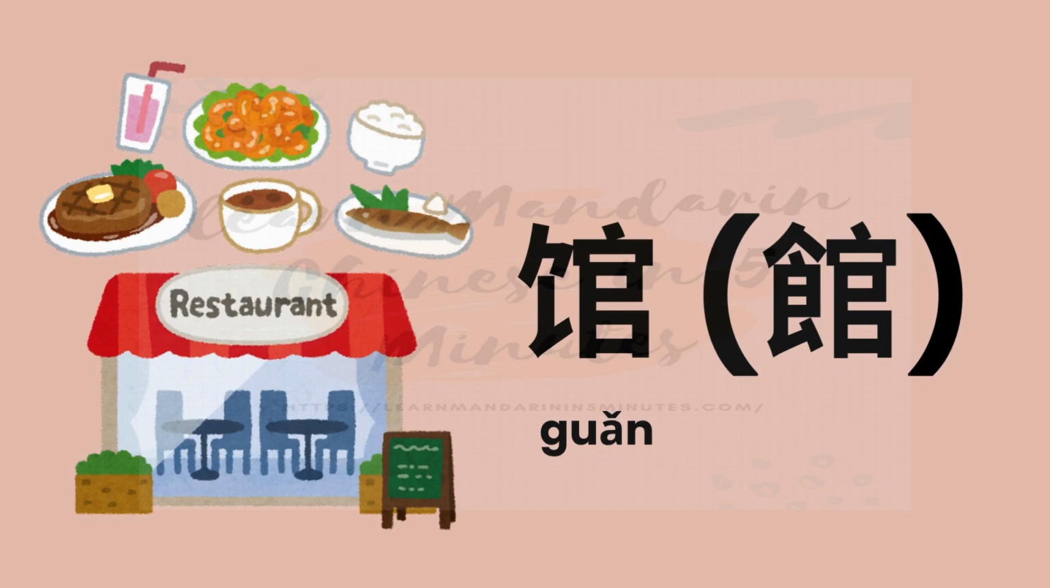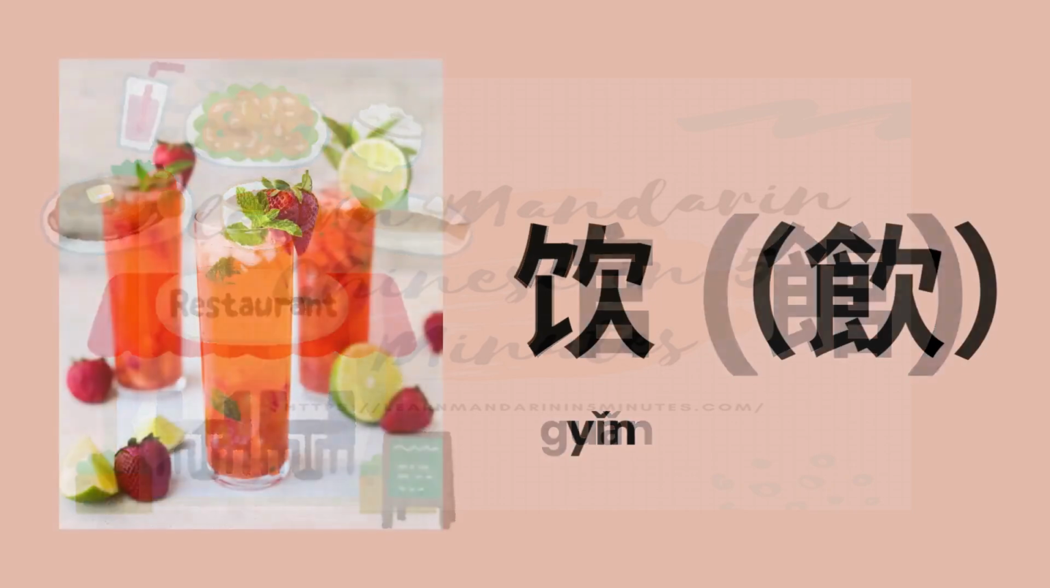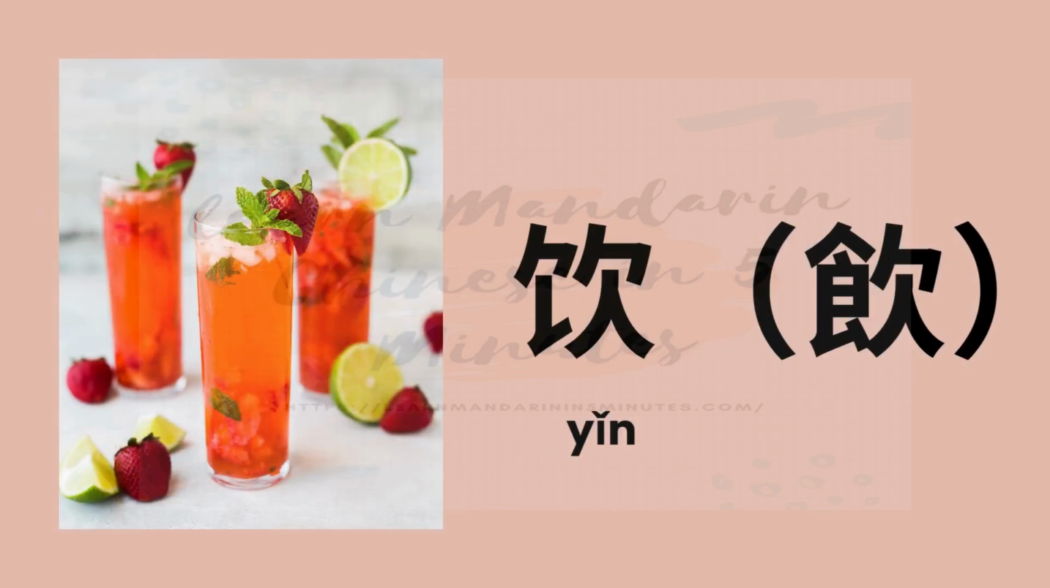Let's go through each of these words. Guan. Guan is a place or a building. So Guan tells you where you are eating. Yin. Yin to drink or beverage. Yin tells you what you can drink.